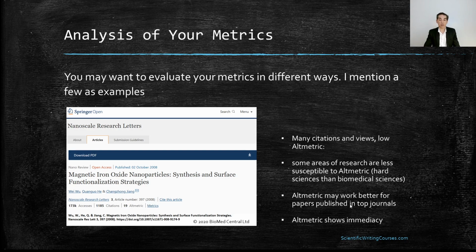So Altmetric may work better for papers published in top journals. This is not a top journal, it's a good one, but it's not Nature or Science. And the reason is that Altmetric also shows immediacy. So when the paper is published, it picks up some mentions, then you will see an increase. But 2 months or 6 months later, nobody is going to mention anything else. So this is one way to do the analysis.